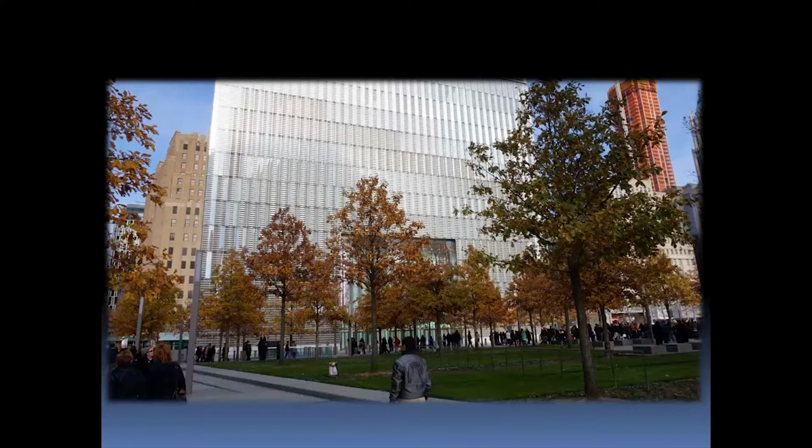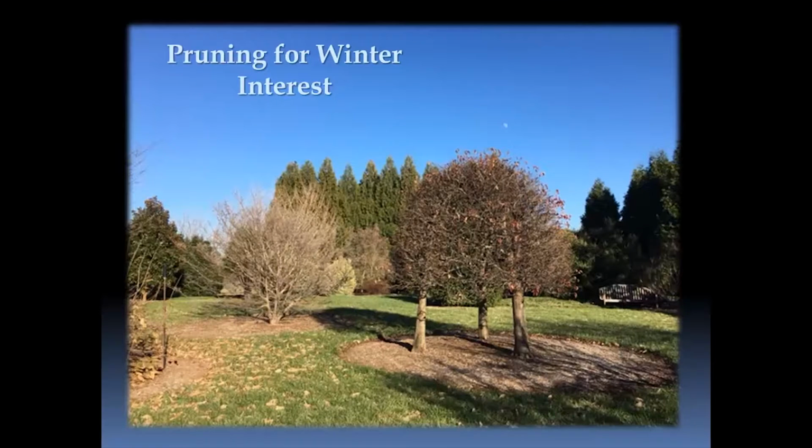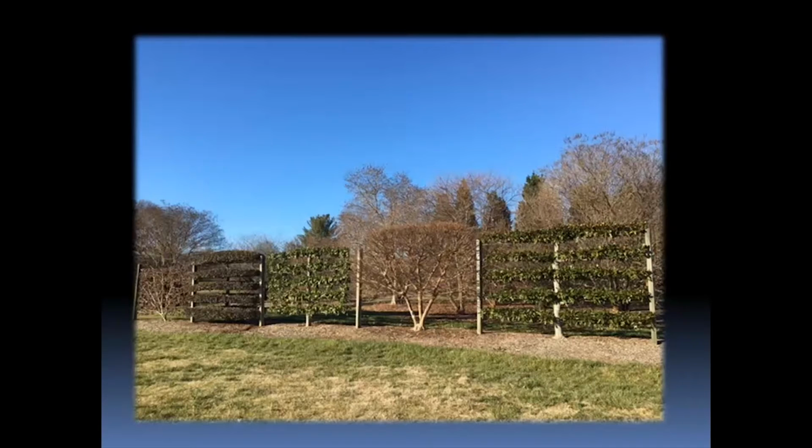We were involved with the World Trade Center trees. These are swamp white oaks, and just a beautiful post-fall color on those things. And you can prune for winter interest. This is a paperbark maple that we planted many years ago. That looks good when it's got the leaves on it, when it flowers, but that structure is really interesting this time of the year. Espaliers add a lot of winter interest.